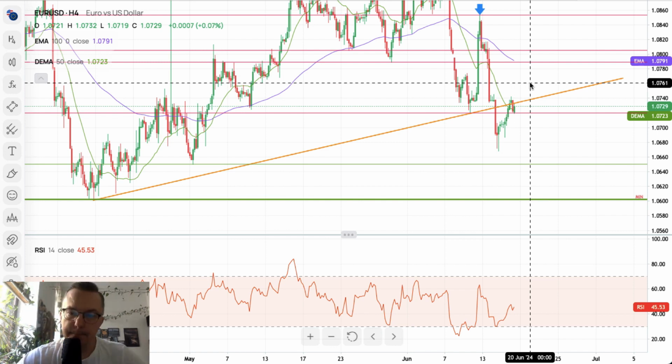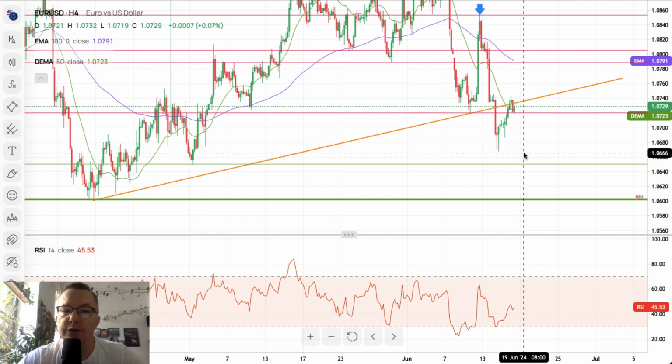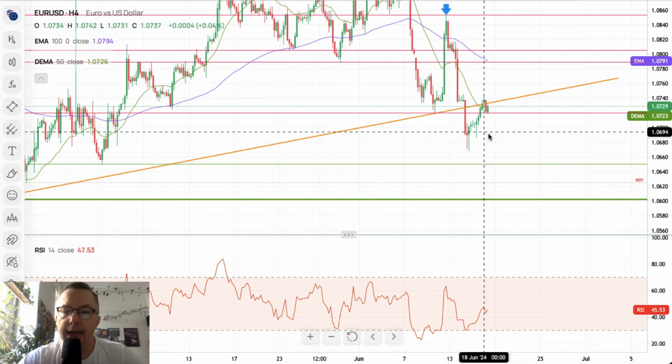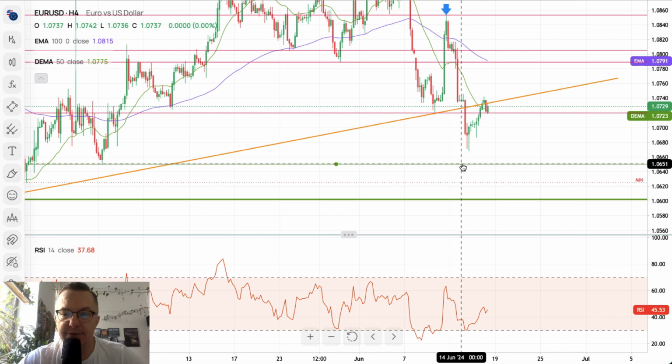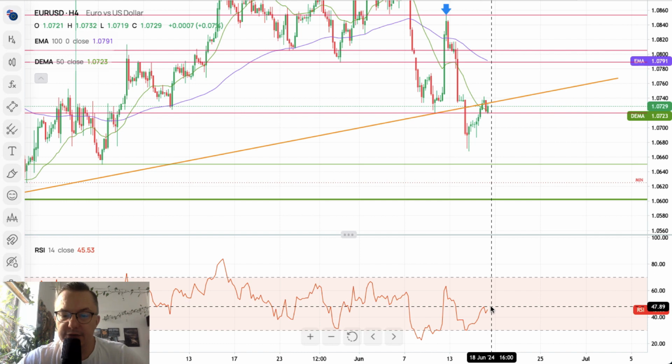However, if this data will not be as good as expected, this might trigger continuation to the downside, so the market will basically reverse lower and continue down towards 1.0651 or even 1.0601. Momentum is negative, and the bears are in charge of the market right now.